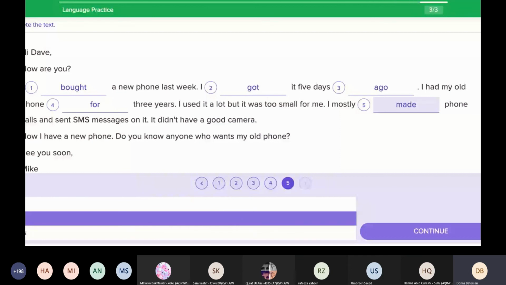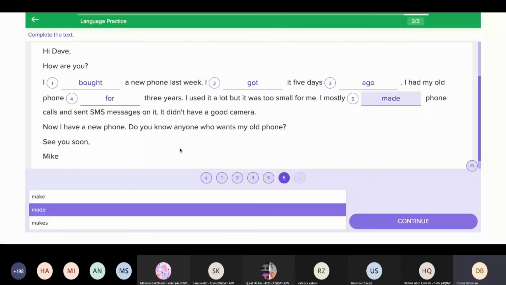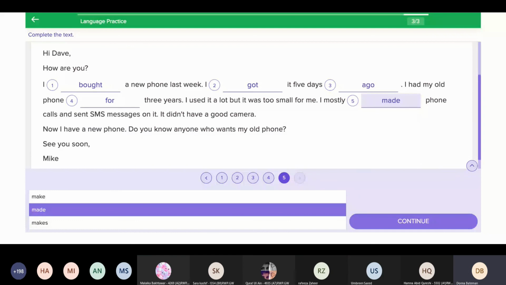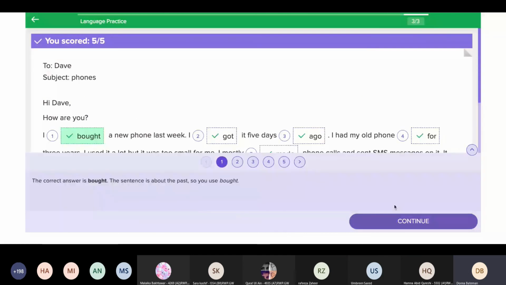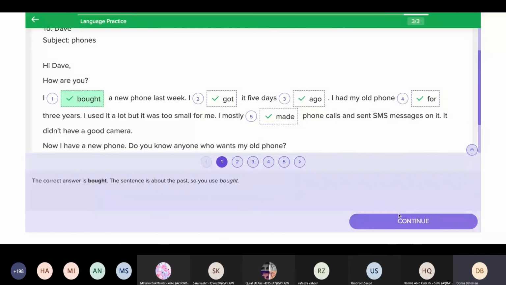It didn't have a good camera. Okay, so we have a negative there. It didn't have. So we have it in its basic form. So there's the email reconstructed. Okay, we've rewritten the email and filled in all the gaps, the language. And it's just going to tell us which ones we got right. So, I bought, confirmation it's correct.